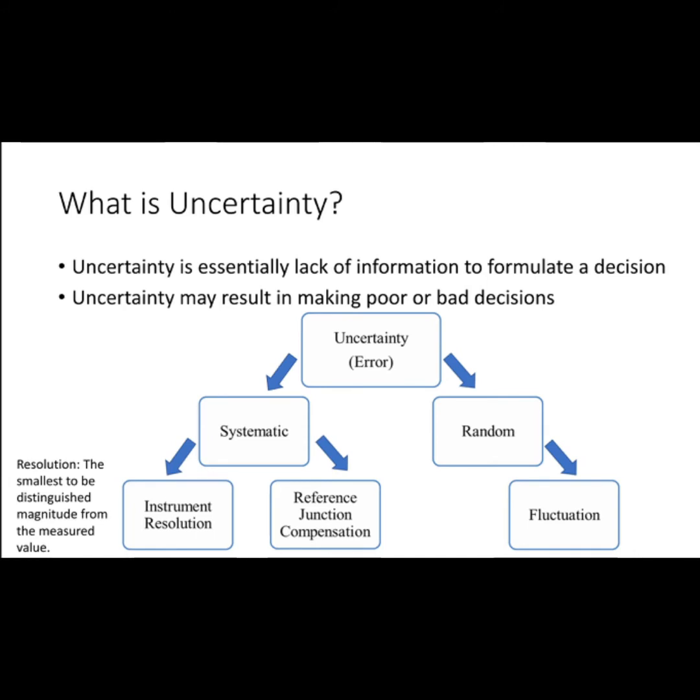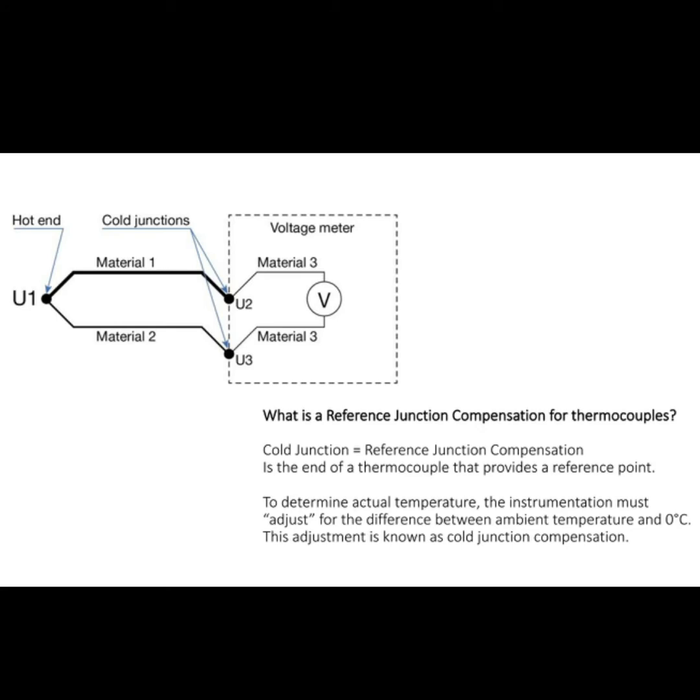There are two sources that cause systematic uncertainty, which are instrument resolution and RJC. As I have mentioned just now, the RJC. Now I'm going to explain more about it. RJC is actually called the cool junction. It's the end of a thermocouple that provides a reference point. Thermocouples measure the difference in temperature between two junctions. They do not measure actual temperature. The sensing junction is where the thermocouple wires are welded together and located at a point where the temperature is desired. The other junction is typically located where it is connected to the instrument. This is known as the cool or reference junction. To determine actual temperature, the instrument must adjust for the difference between ambient temperature and 0 degrees Celsius. This adjustment is known as cold junction compensation.